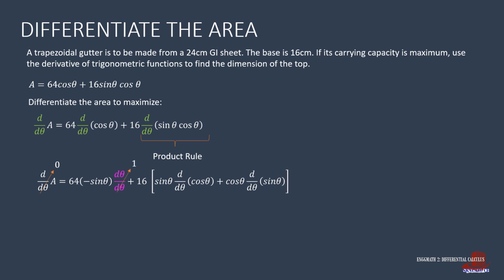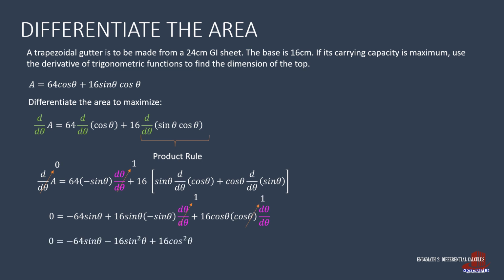Then d theta over d theta is 1, giving 0 as equal to negative 64 sine theta plus 16 sine theta times negative sine of theta with d theta over d theta, plus 16 cosine theta times cosine theta with d theta over d theta. D theta over d theta is 1, making the function 0 as equal to negative 64 sine of theta minus 16 sine squared theta plus 16 cosine squared theta. With signs from the other terms, cosine should be transformed, and this is done by using identities.